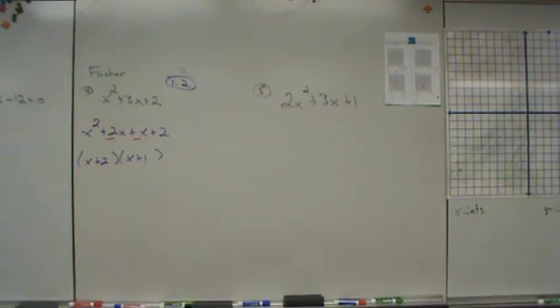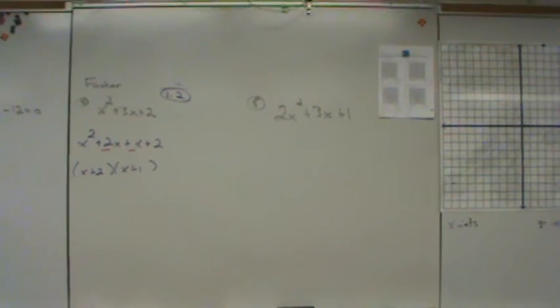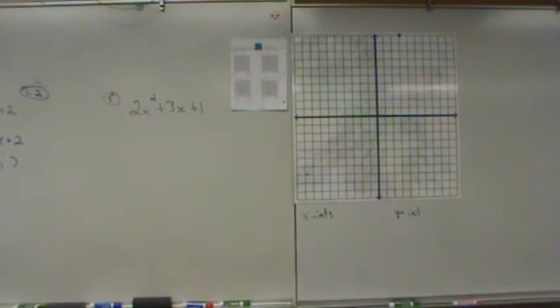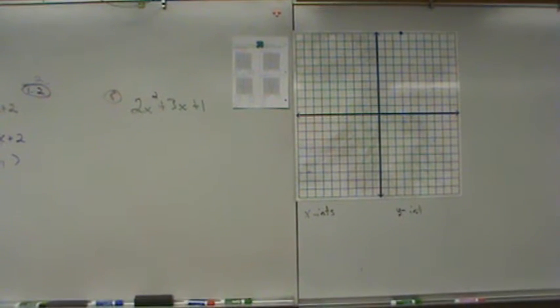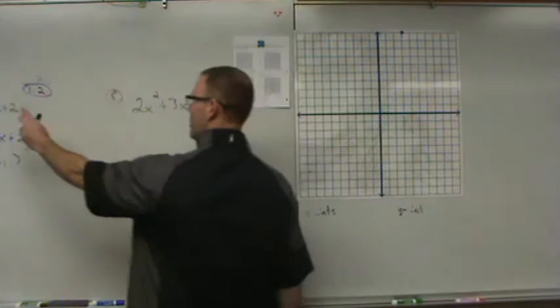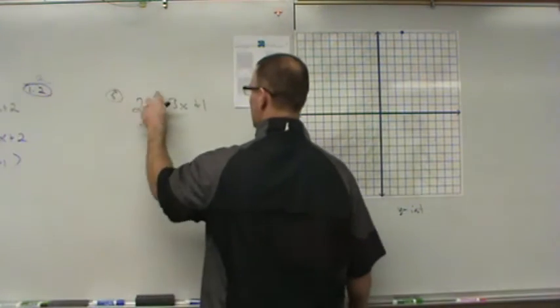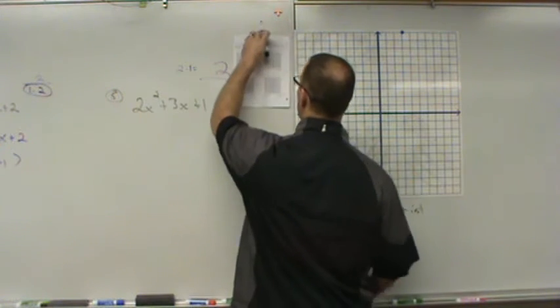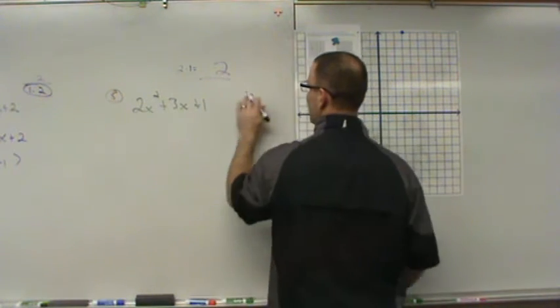Number 5 is a little bit different. 5 is different in the fact that the A value is 2. So how do I handle that? Well, the answer to that is a little bit lengthy, but we're going to get there. We do as instructed over here. We multiply A times C. So 2 times 1 is 2, and I'm going to list my factors of 2.